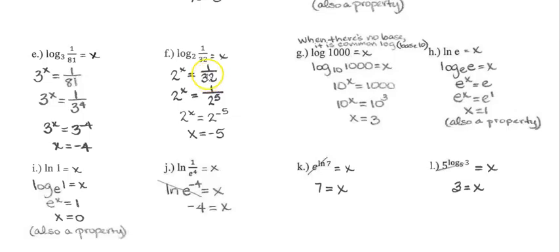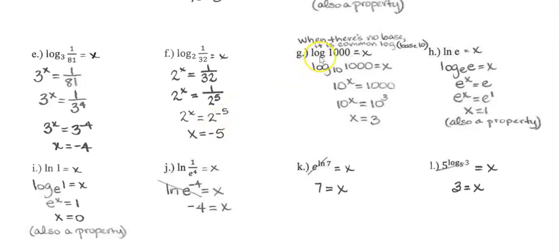So let's start with the 32. So I could say 2 times 2 is 4, times 2 is 8, times 2 is 16, times 2 is 32. So that would be 2 to the 5th. And again, I need it out of the denominator, so I need to move it across the division bar with a negative exponent. Now my bases are the same. I can set my exponents equal to each other, so x equals negative 5.